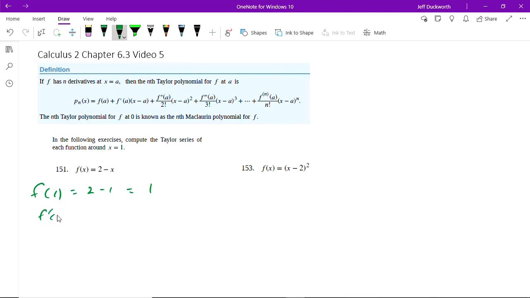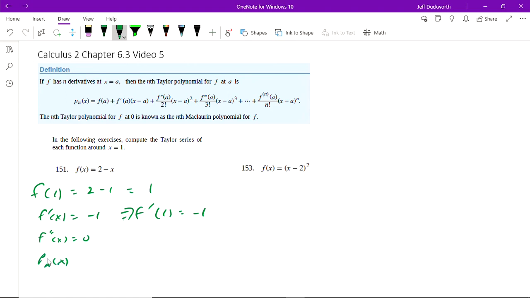So f prime of x is going to equal just -1. And obviously f prime at 1, excuse me, will also equal -1. And then f double prime of x equals 0, so it's going to be 0 everywhere after that.